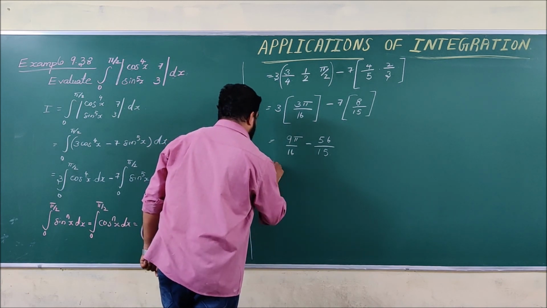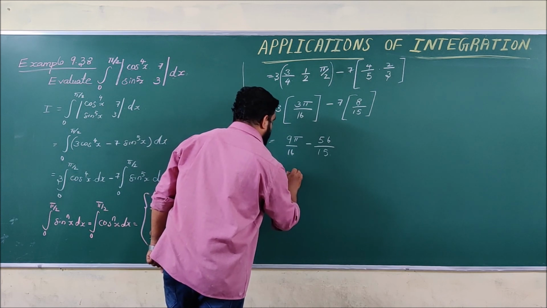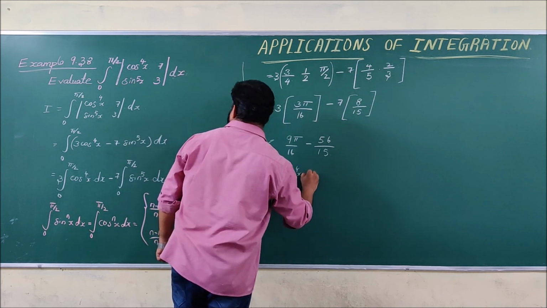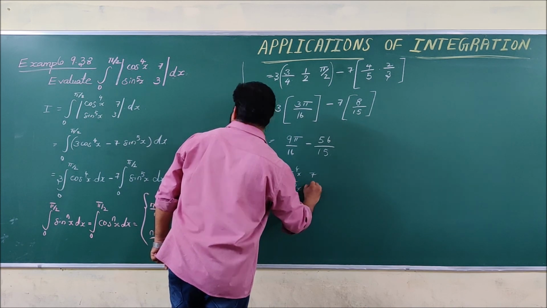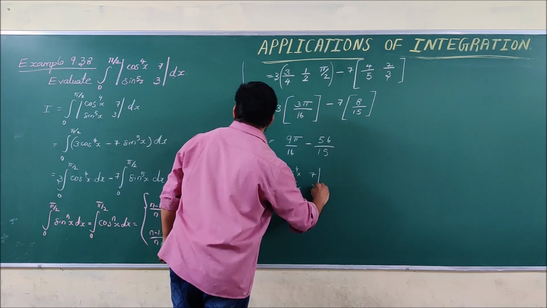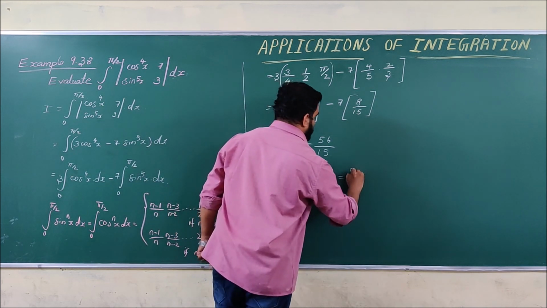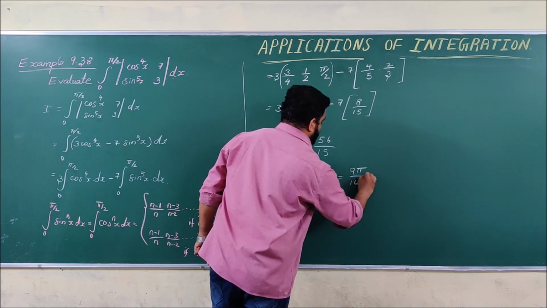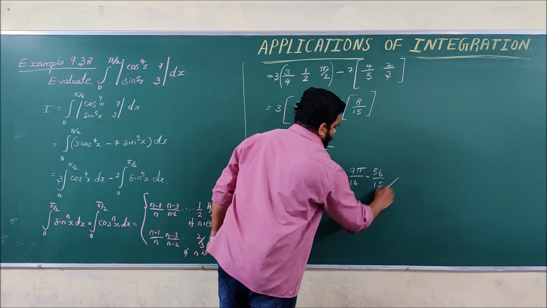So the answer is the integral from 0 to pi by 2 of the determinant of [cos power 4 x, 7; sin power 5 x, 3] dx is equal to 9 pi by 16 minus 56 by 15.